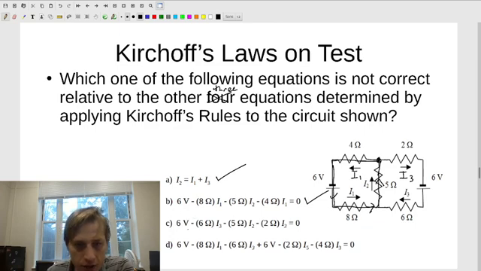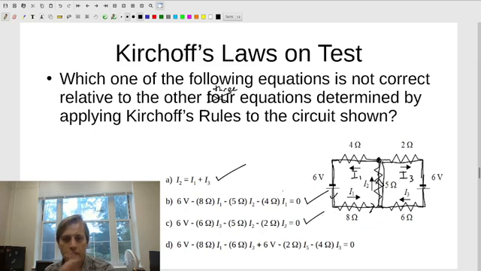Now let's look, what is our next one? 6 volts minus 6 ohms I3. So 6 ohms times I3. Oh, that must be this one. Okay, we're going around this circuit now. 6 volts, 6 ohms times I3. Good. Minus 5 ohms times I2. Okay, so we must be on this branch. So far, so good. Minus 2 ohms times I3. Okay, seems all right. Equals 0. I like it. Okay, let's check our last one.